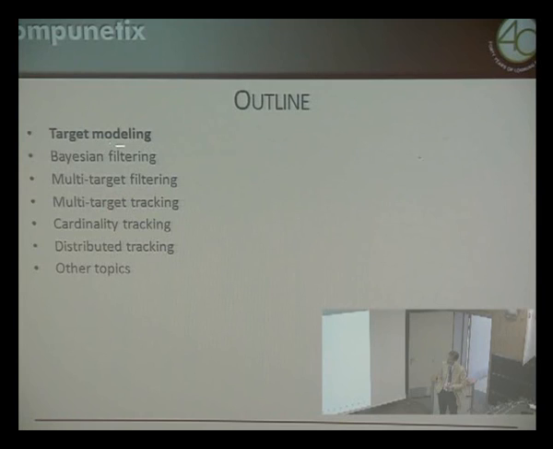Okay, so this is an outline of what I'd like to try to touch on very briefly today and tomorrow. And I'd like to start by sort of going back to basics. Okay, and so let's start talking first of all about target modeling.